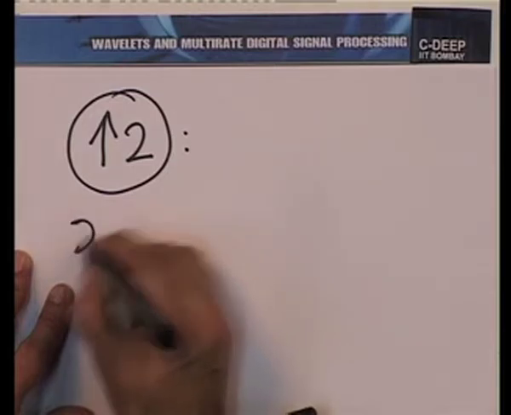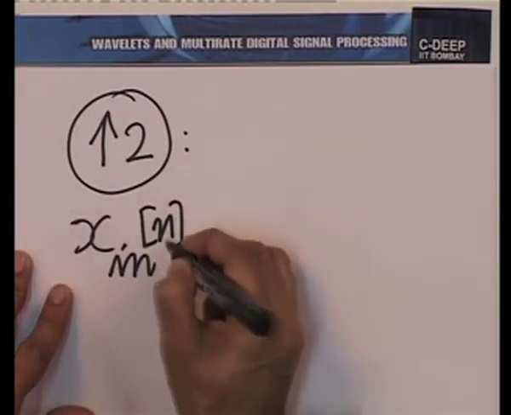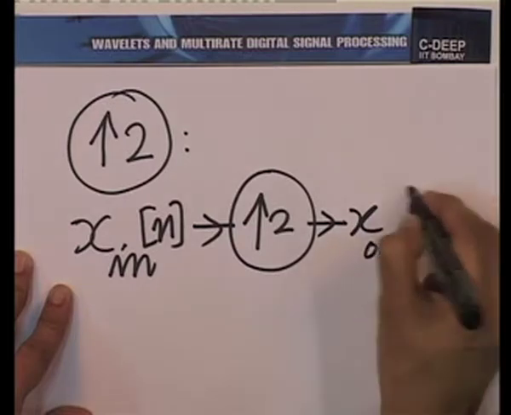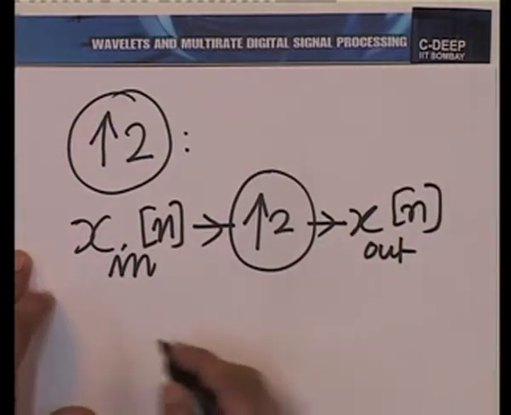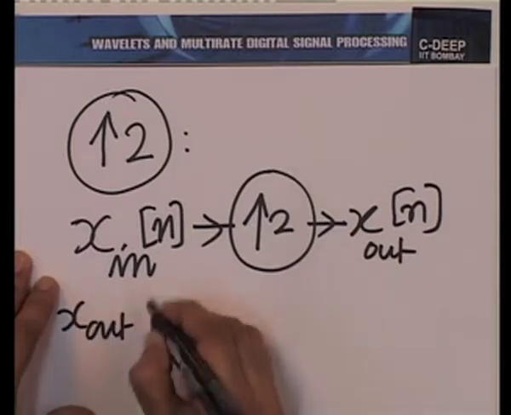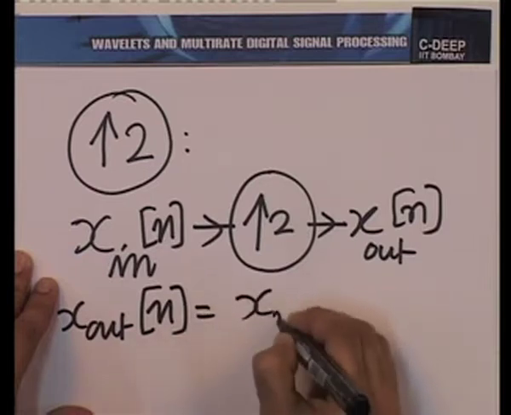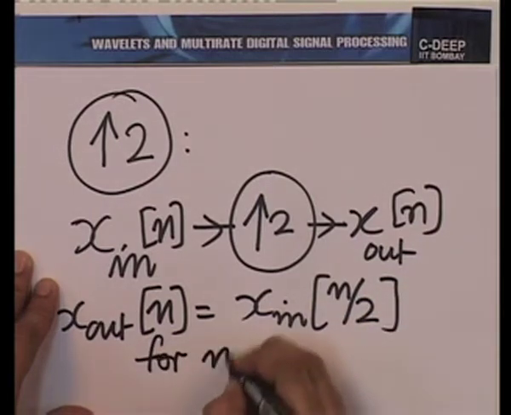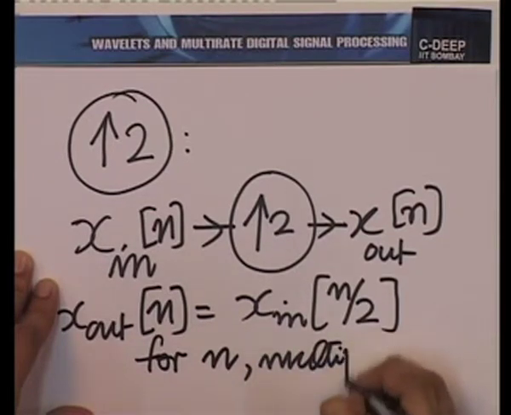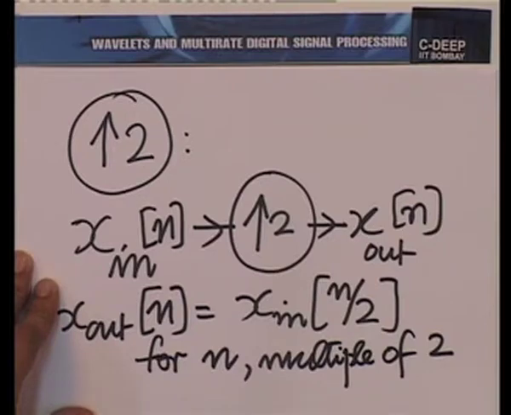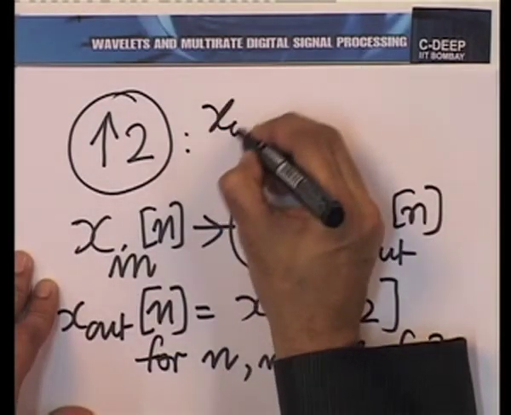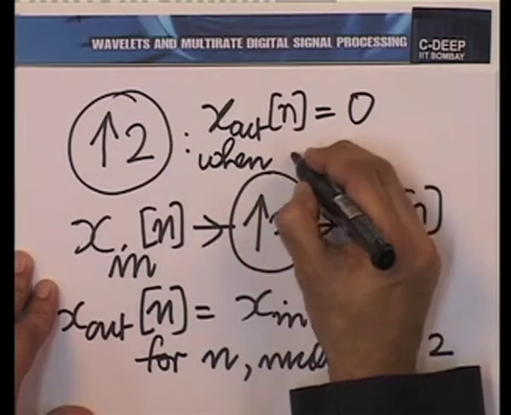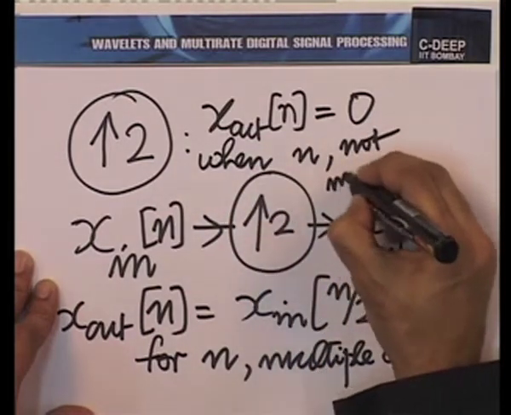So, if you have x_in as a function of n and you subject this to the action of up 2 to produce x_out as a function of n, then x_out of n shall be equal to x_in at n by 2 for n a multiple of 2 and 0 else, when n is not divisible by 2 or not a multiple of 2.